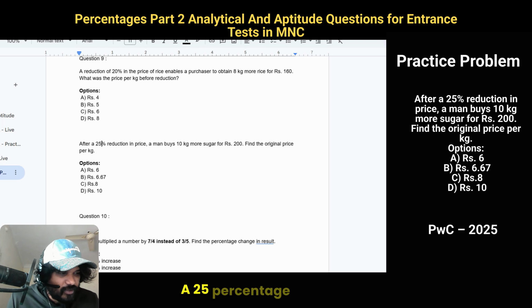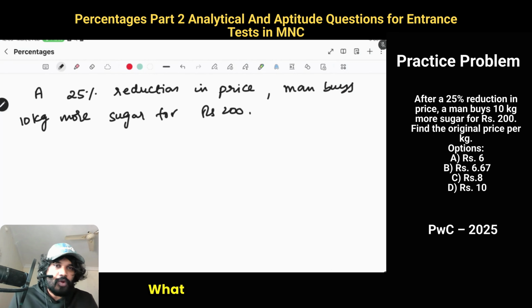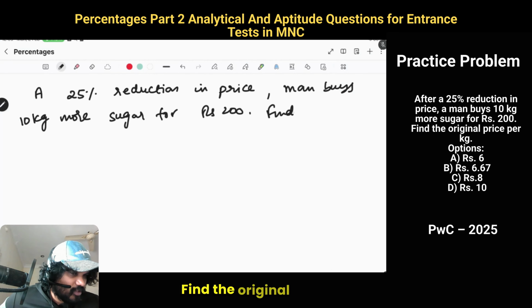A 25% reduction in price. A man buys 10 kgs more sugar for 200. What is the original price? Find the original price.